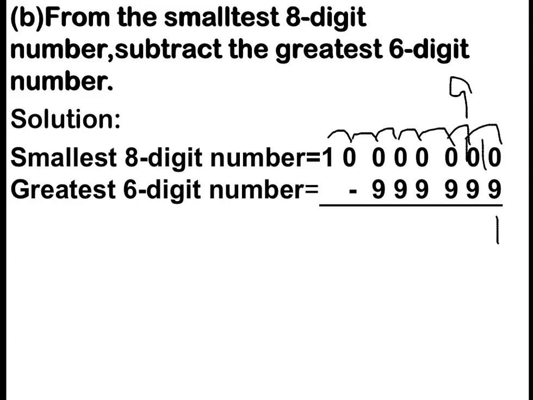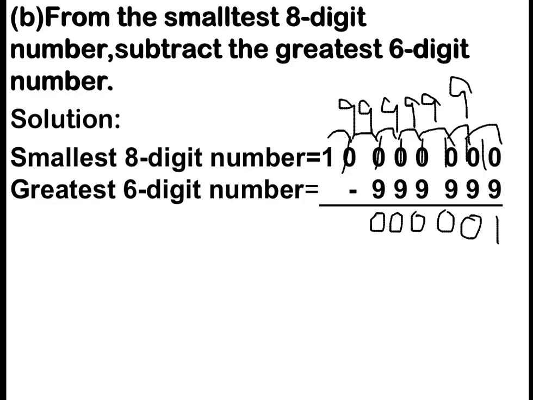Here is 9. 9 minus 9 is equal 0. Here is also 9, 0. 9, 0. 9, 0. 9, 0. Yes student. So the answer will be 9,000,001. So student, answer is 9,000,001.